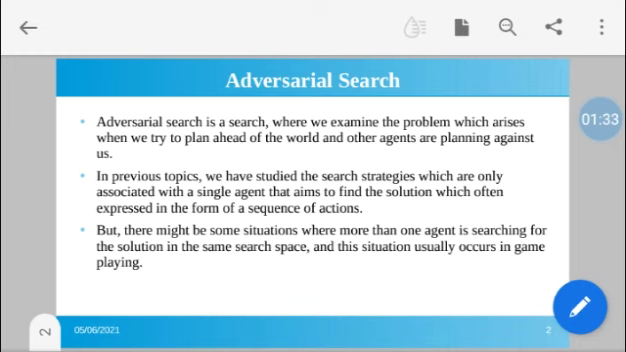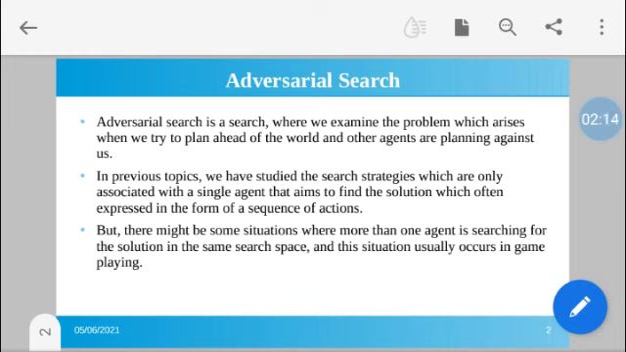But what happens when more than one agent is trying to find a solution in the same search space? Let's say there are two agents, then agent 1's move depends on what move agent 2 is taking, and agent 2's move depends on what move agent 1 has taken. So this is the scenario of gameplay. There might be some situation where more than one agent is searching for the solution in the same search space, and this situation usually occurs in game playing, right?